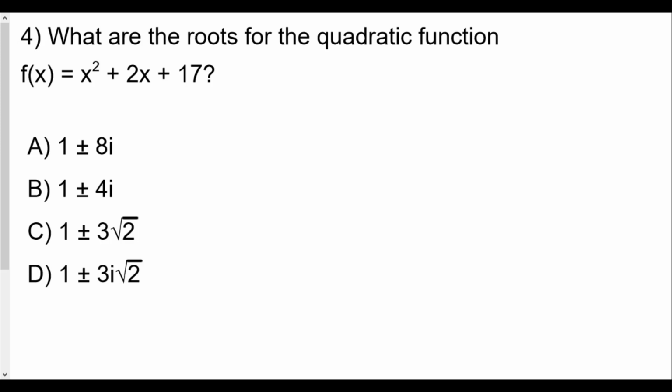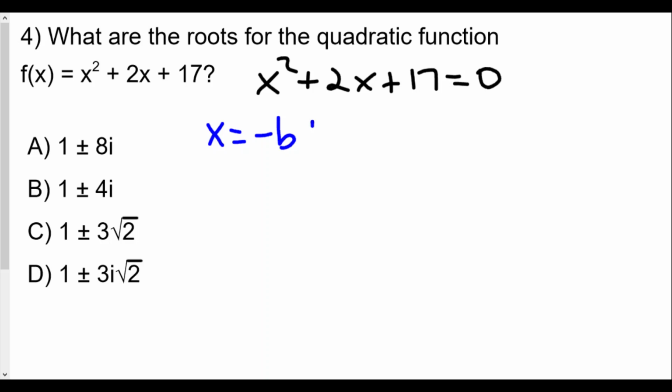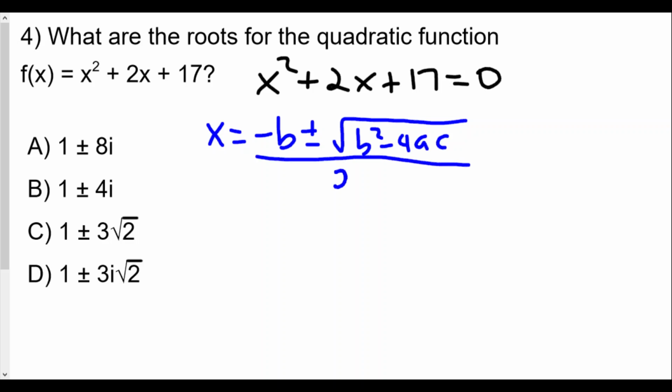Number 4. What are the roots for the quadratic function f of x equals x squared plus 2x plus 17? Well, to find the roots, we want to set the equation equal to 0. I do not think I can factor this, because I can't find two numbers that multiply to 17 and add to 2. So we'll use our quadratic formula. Our quadratic formula is x equals negative b plus or minus the square root of b squared minus 4ac, this whole thing over 2a.